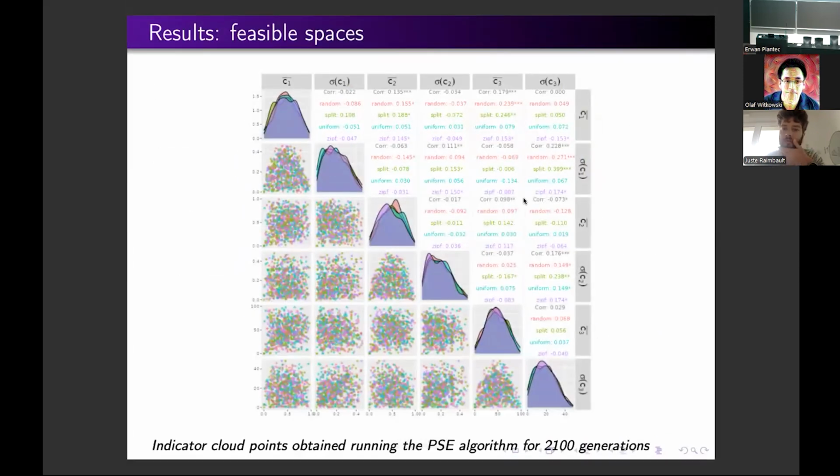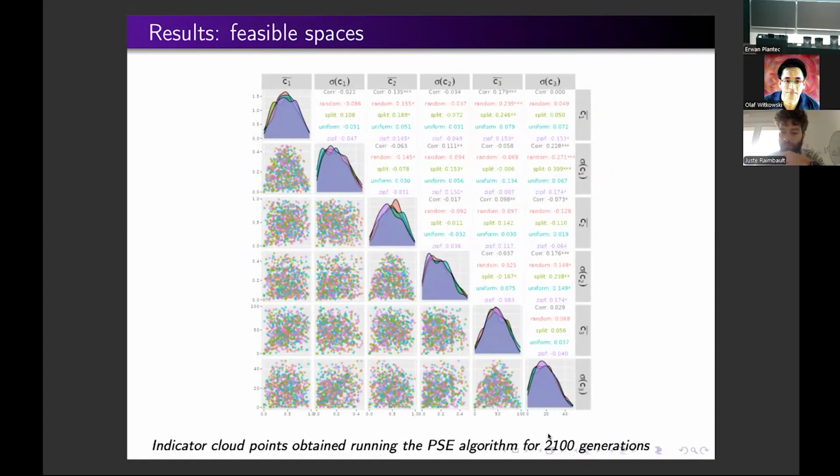So what do we find in these preliminary results? This point cloud is the feasible space we obtain. It's the point cloud of all indicators. We have 6 dimensions, so I just do a scatter plot to visualize the 6 dimensions. We also visualize the statistical distribution along each axis on the diagonal, and also the correlations. This was obtained with the PSC algorithm, run for 2000 generations.